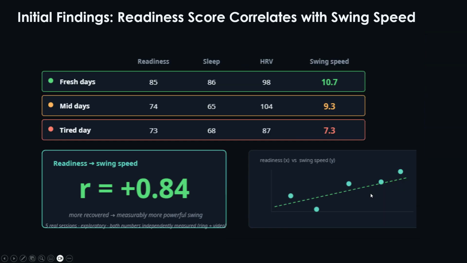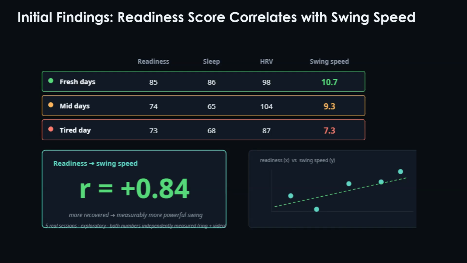So some initial findings, again, this is off of myself. So an N of 1 and only a few data points. However, you can see something that's interesting coming to light. In the days when I measured my performance when I was at peak readiness and peak sleep, I actually had a higher swing speed. And in days when I was much more tired, my swing speed was much lower. So you can see that there was actually a very strong correlation between readiness and swing speed.